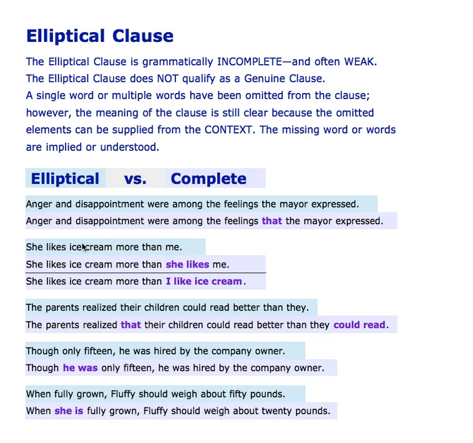Now here's another sample. She likes ice cream more than me. Now that's the elliptical version, but the person speaking or writing could be saying she likes ice cream more than she likes me, or she could be saying she likes ice cream more than I like ice cream. So you have to see from the context, you have to kind of feel what the meaning is. Of course, ordinarily, when you're with a speaker and you're the listener, the audience, you kind of know what the speaker is saying. And here's more examples. You can pause this page and study it on your own. Save a little time here.